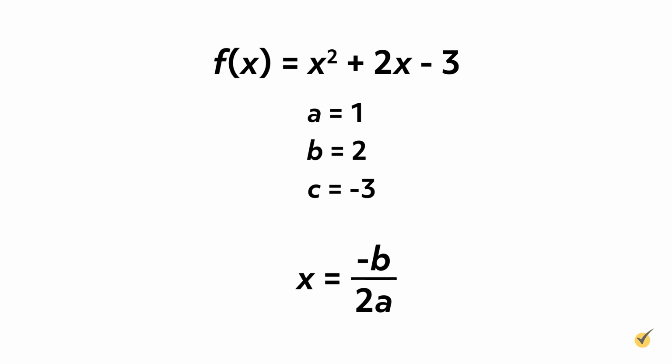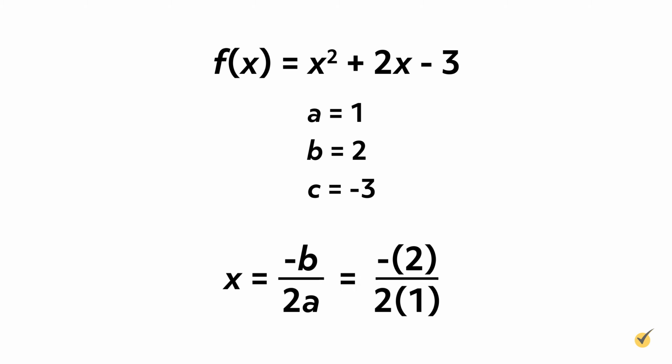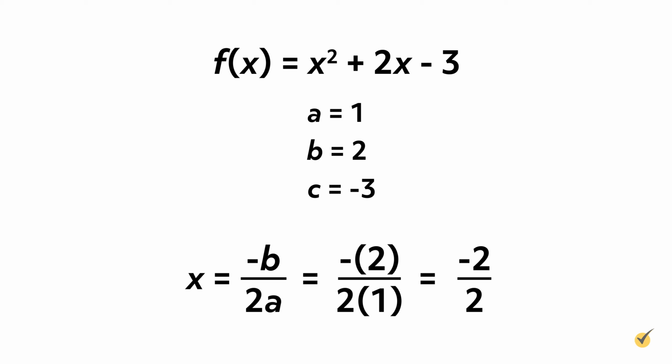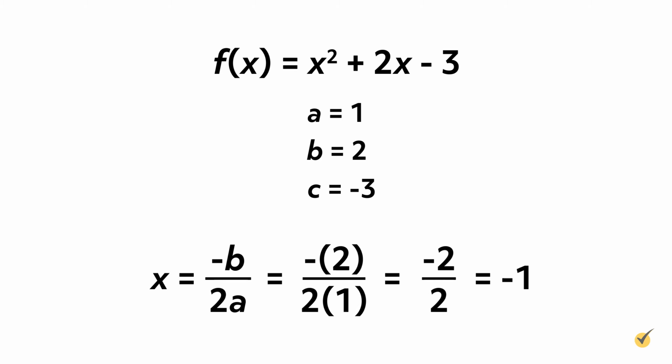Now we can plug a and b into our formula for axis of symmetry. X is equal to negative b over 2a, which is our formula for the axis of symmetry. If we substitute our values of a and b using parentheses, we'll get that x is equal to negative 2 over 2 times 1. Now we evaluate the numerator and denominator. If we multiply the denominator, we'll get 2, so x is equal to negative 2 over 2. Finally, we simplify by dividing, so x is equal to negative 1.